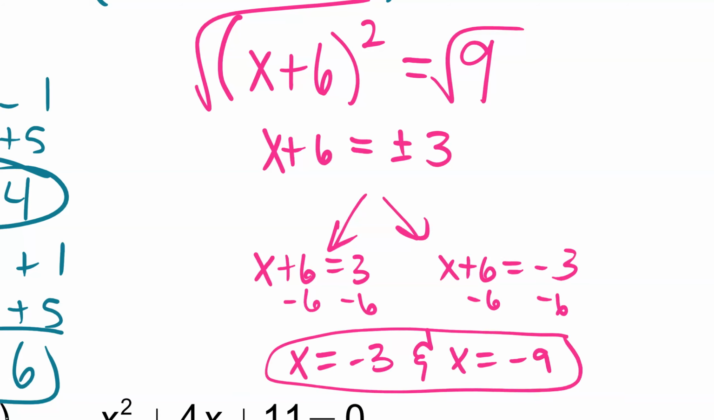So down here, I have 2x in the middle. Half of 2 is 1, right? 2 divided by 2 is 1. If you take 1 and square it, 1 squared is 1. So I put 1 in for my mystery number.